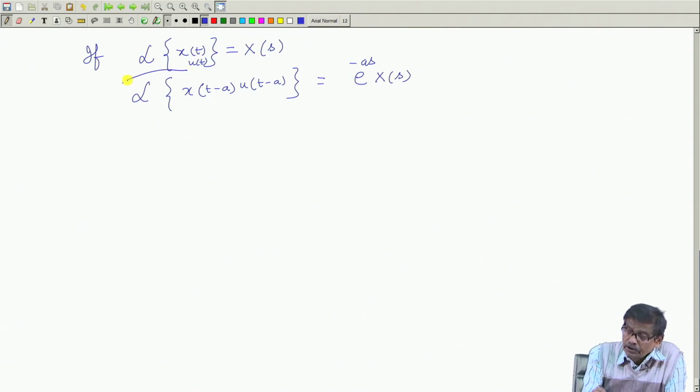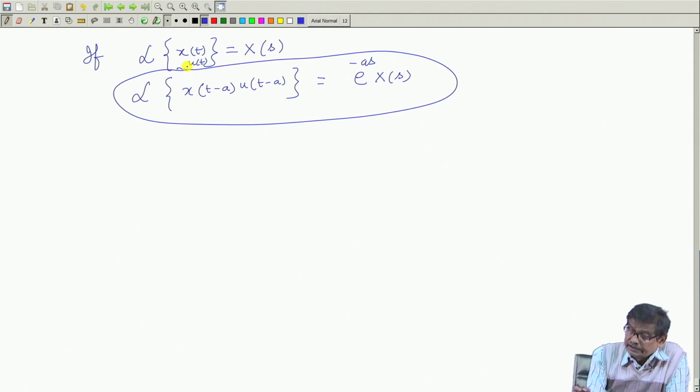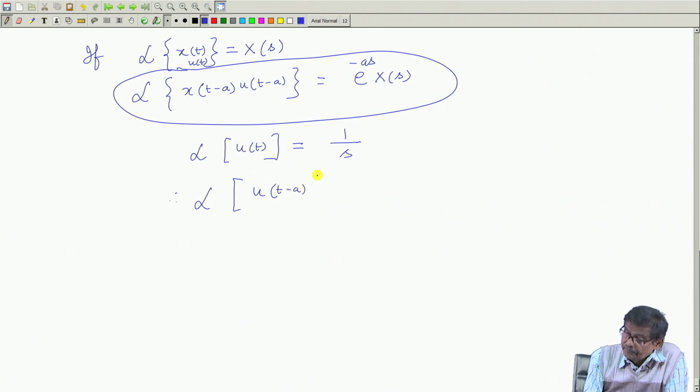Got the point. We will continue with this. This is just what we verified earlier: the Laplace transform of the unit step I found to be 1 over s. Then what I am telling is the Laplace transform of u(t minus a) will be how much? e to the power minus a s by s. That is exactly what we found out earlier.